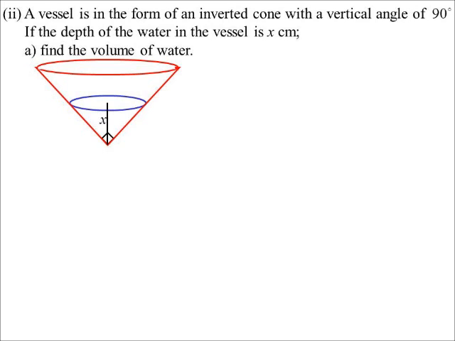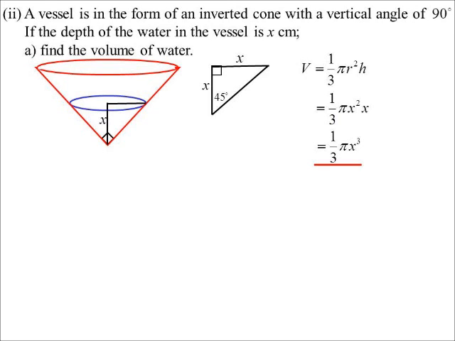Now, it would be nice to know the radius because then I could work out the volume of the cone. x is obviously the height. But we know that that's got to be 45 degrees because our cone is going to be symmetric. So that's 90 degrees at the bottom, must be 45 either side. Well, if I've got a right angle triangle with 45 degrees, that's an isosceles triangle. So I know the radius must be x as well. So the volume of water then, 1/3 pi r squared h, but the radius is x, so is the height. So we get 1/3 pi x cubed. So I have a formula for the volume in terms of x, in terms of the depth of the water.